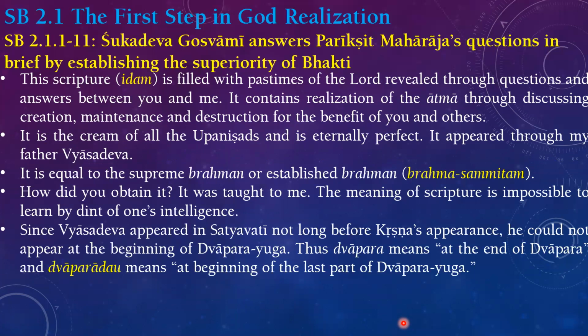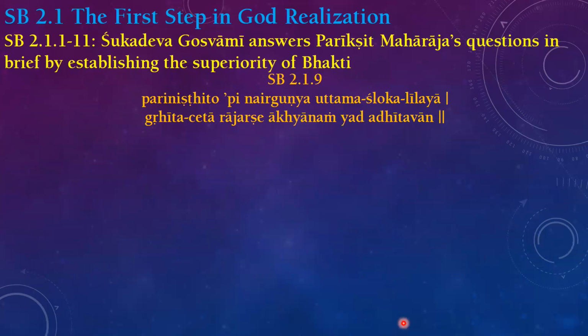Since Vyasadeva appeared in Satyavati not long before Lord Krishna's appearance, he could not appear at the beginning of Dwapara Yuga. Dwapara means at the end of Dwapara, and Dwapara Ado means at the beginning of the last part of Dwapara Yuga. So sometimes when you see the Sanskrit Dwapara Ado, one may say Sukadeva Goswami studied Bhagavatam at the beginning of Dwapara Yuga. Not like that. At the end of Dwapara Yuga, at the beginning of the third part of Dwapara Yuga, Vyasa appeared and taught Bhagavatam to Sukadeva Goswami.